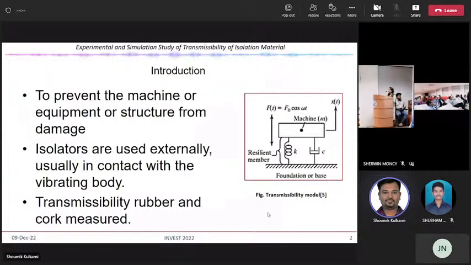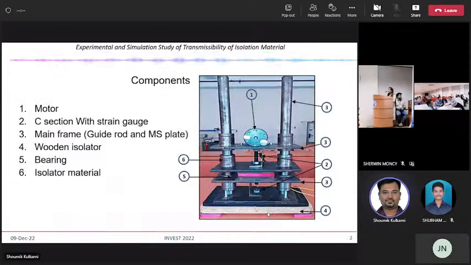The isolation materials are basically characterized with the help of the characteristic transmissibility. So in the present study, we have determined the transmissibility of isolation material with the help of a simulation study and an experimental study. For that purpose, we have built an experimental setup in our laboratory. The figure shows the experimental setup.